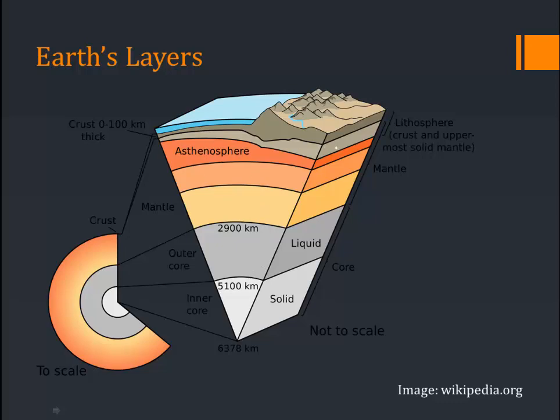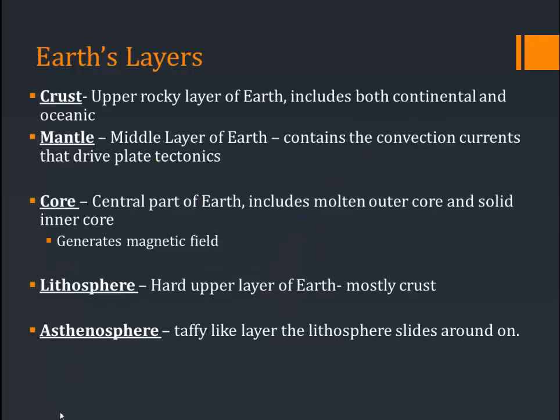Now, if we look at it from a more physical standpoint, we have the lithosphere, which is the crust and uppermost solid part of the mantle. So this part is very, very solid. It's rigid. This is the part we're familiar with. Then we have the asthenosphere, which is actually this taffy-like layer of molten rock that the lithosphere floats on and can move around on. And then, of course, the mantle includes the rest of those layers. Then we can also divide the core up into the inner and outer core, which is the liquid part and the solid part.